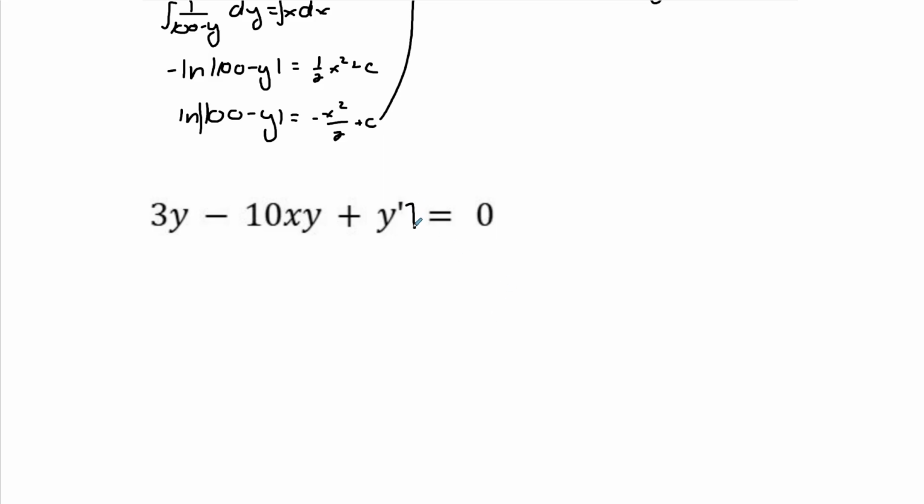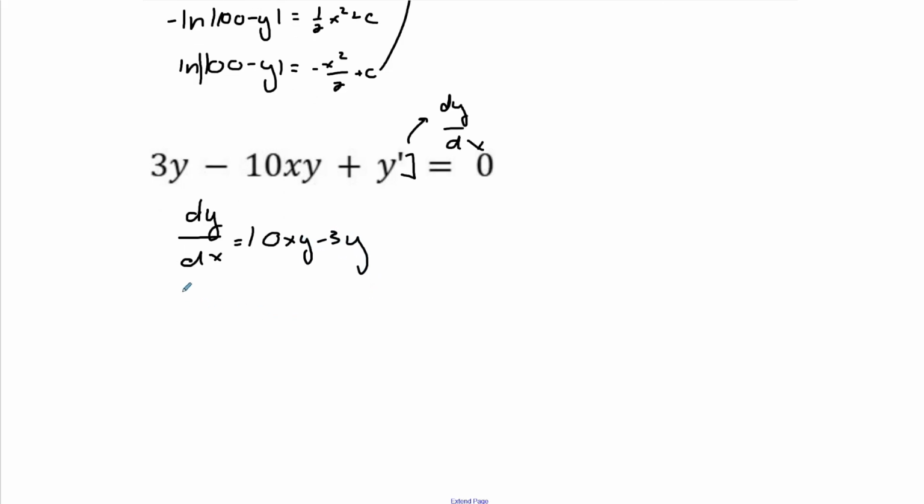Recall that y prime is the same as dy/dx, okay? So this would be like saying that dy/dx is going to equal 10xy minus 3y, right? So we can factor out a y, so y times (10x minus 3). And then you can say that 1 over y dy equals (10x minus 3) dx, right?